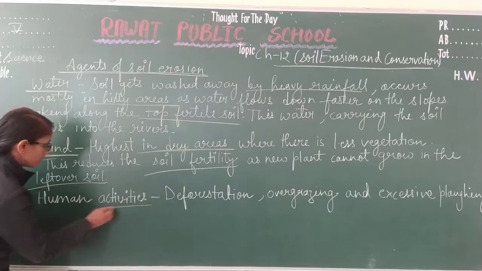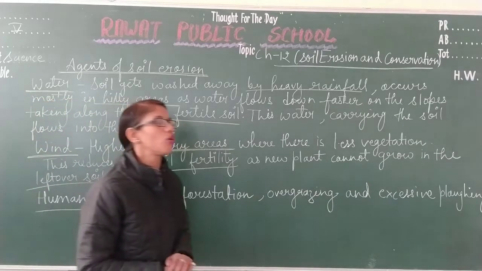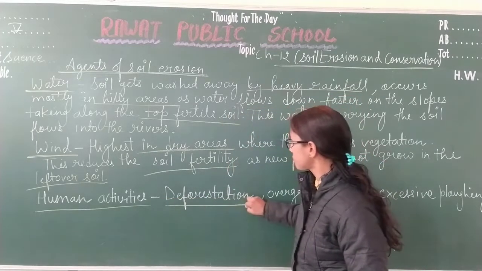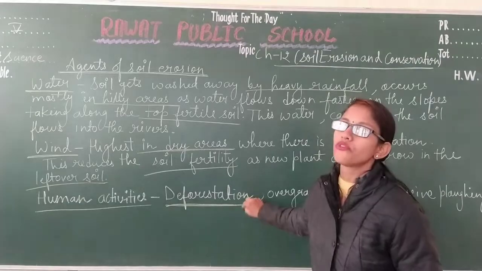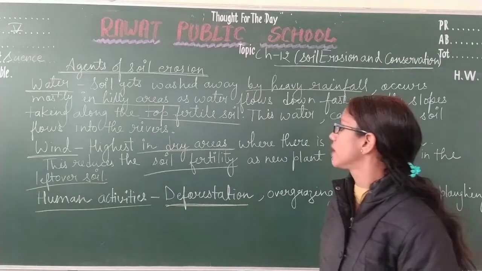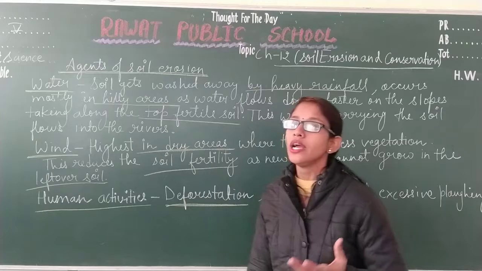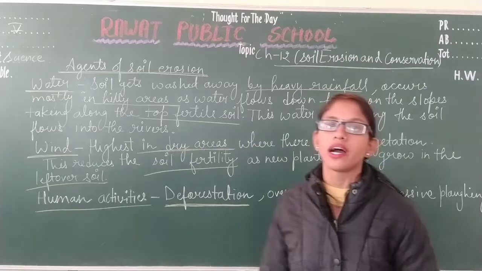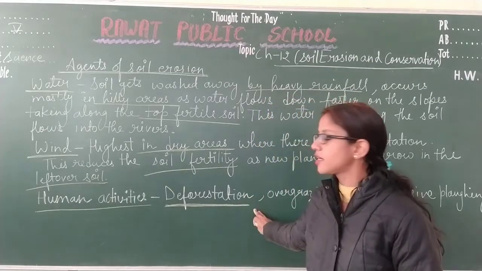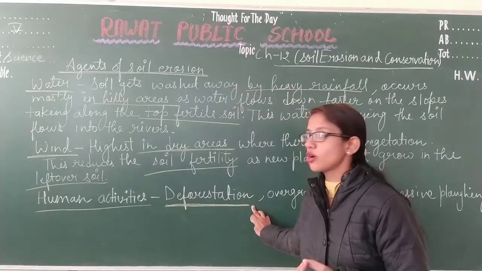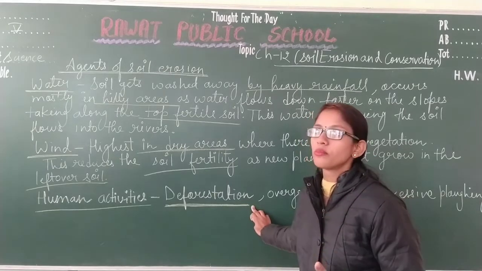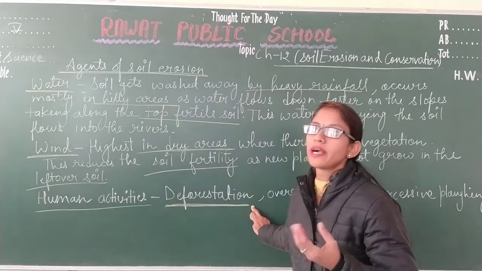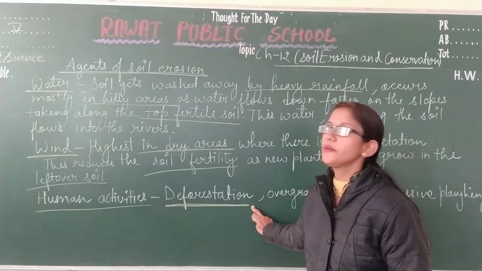So next is human activities. Some human activities are also responsible for soil erosion. The first one is deforestation, which means cutting down trees on a large scale from a particular area, cutting many trees from one place at once. We know that the roots of the plant hold the soil particles. If we cut down the trees, the roots are also taken out of the soil, so the particles of the soil cannot be held by the plants.